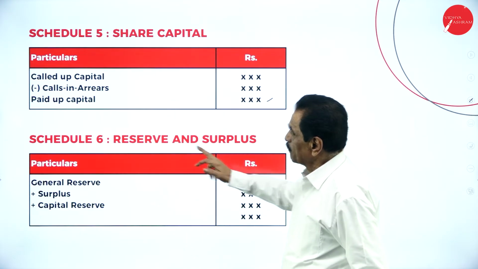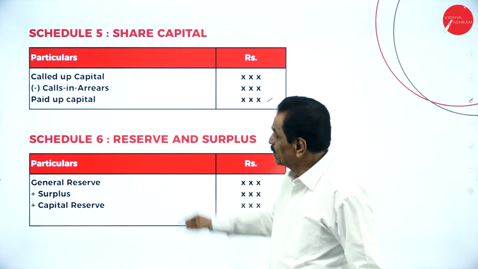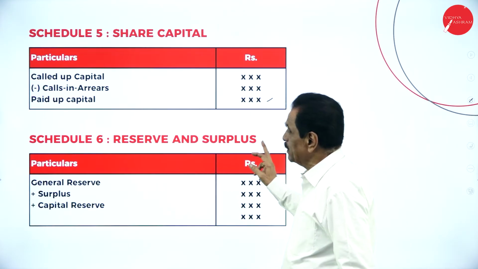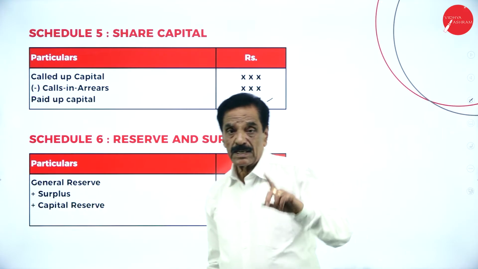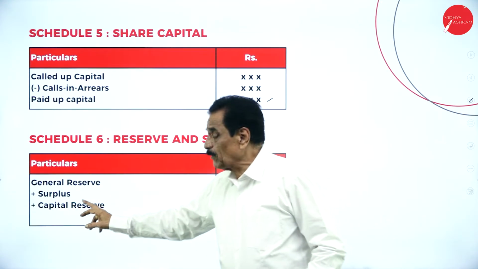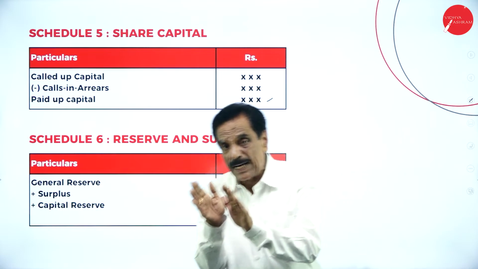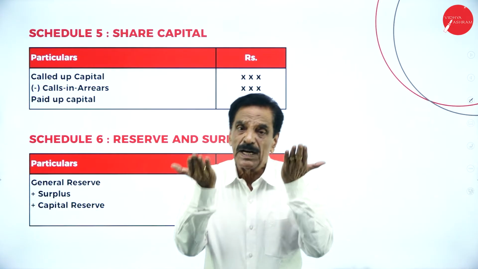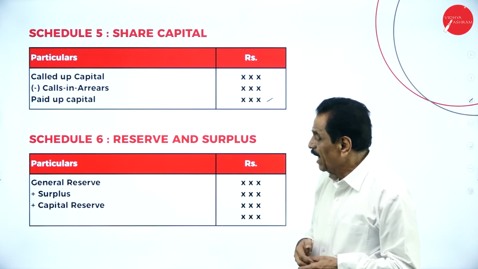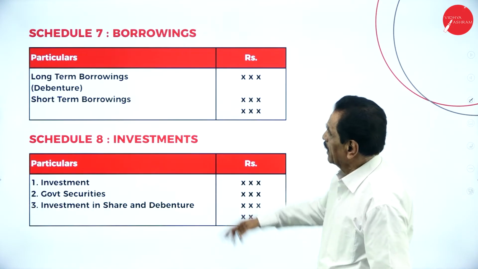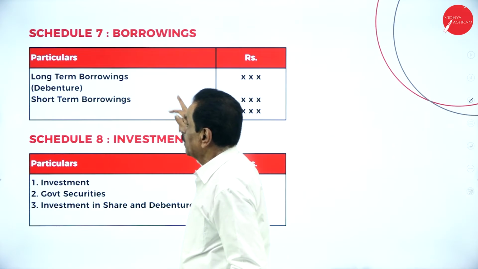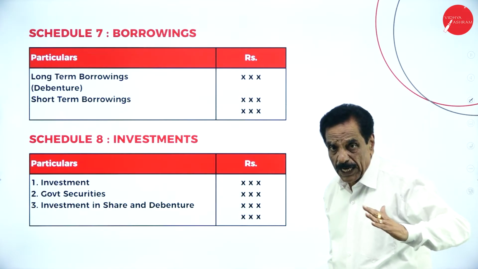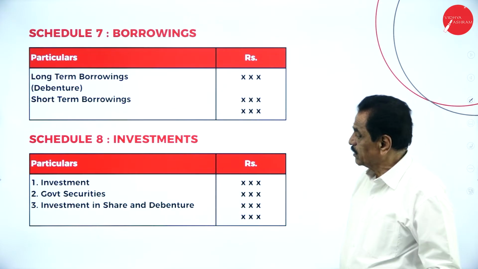Called up capital minus calls in arrears should be deducted. That is called the paid up capital. Schedule number 6, reserve and surplus. General reserve is available in the trial balance. Whatever surplus from the revenue account should be added. If there is a deficit, that should be deducted. Surplus should be added, deficit should be deducted. Add capital reserve. Then borrowing: long-term borrowing, it may be debenture, and short-term borrowing. So both borrowings should be added. One is long-term borrowing, another short-term borrowing.